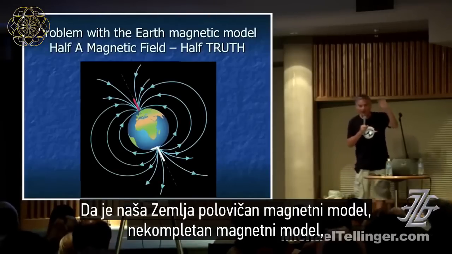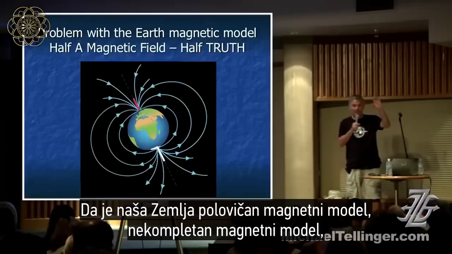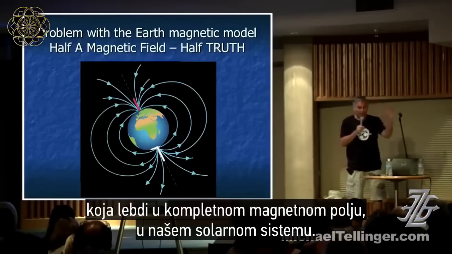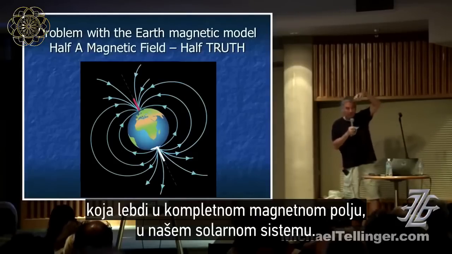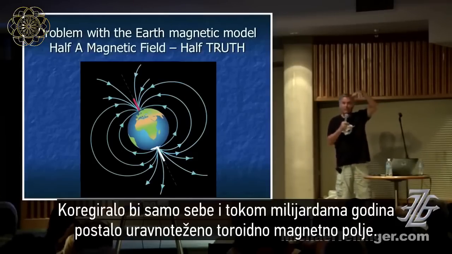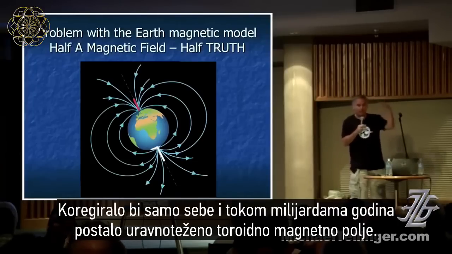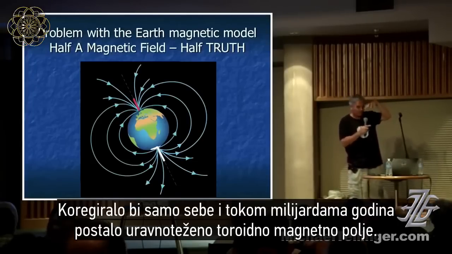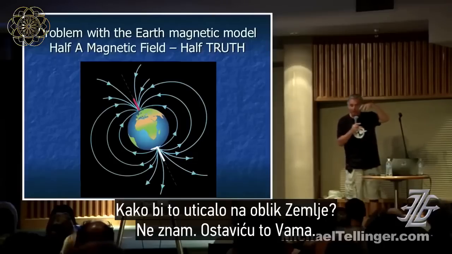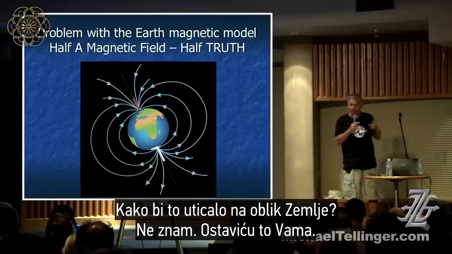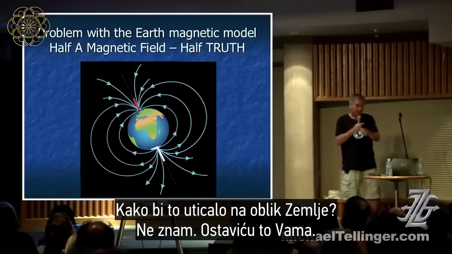Our Earth is a half a magnetic field, an incomplete magnetic field, floating around in a complete magnetic field called our solar system. It would correct itself and over billions of years become a balanced toroidal magnetic field. How that would affect the shape of the Earth, I don't know. I'm going to let you figure that out.